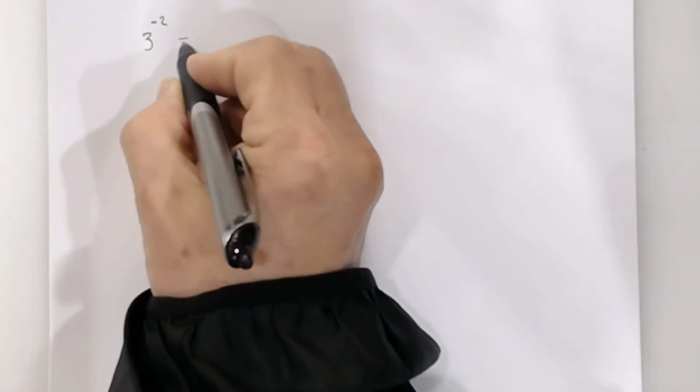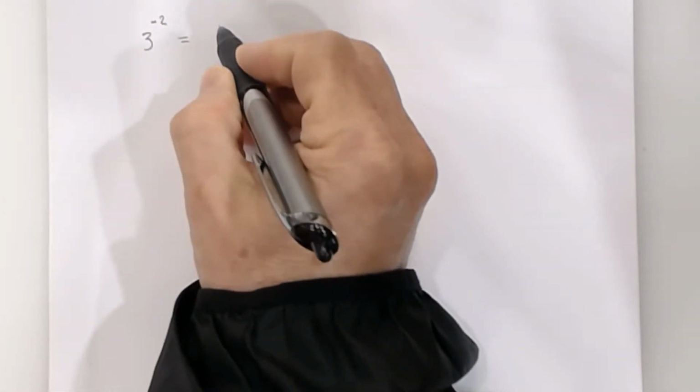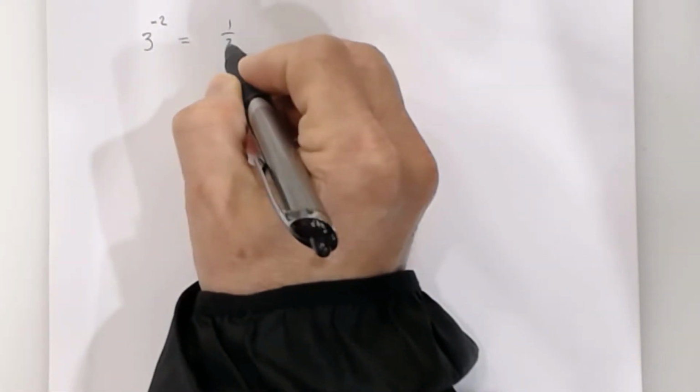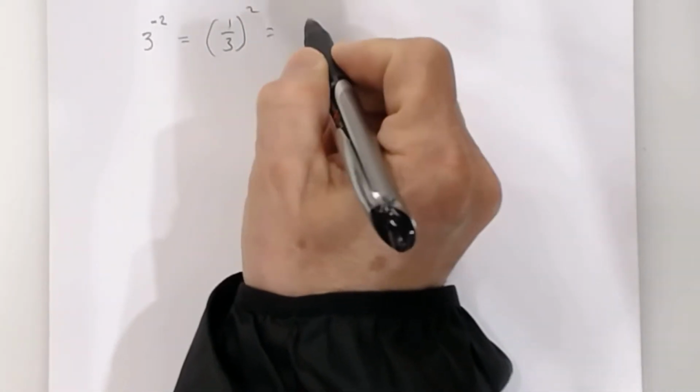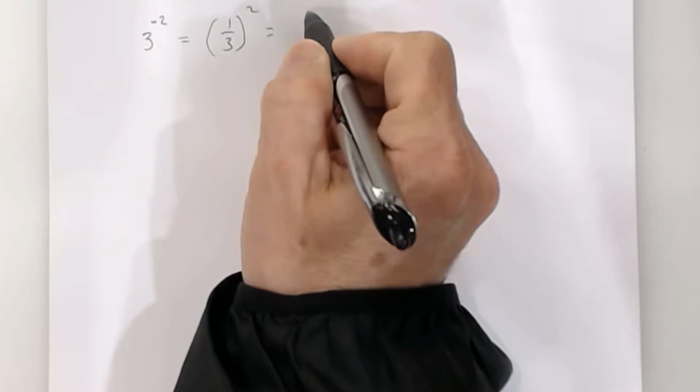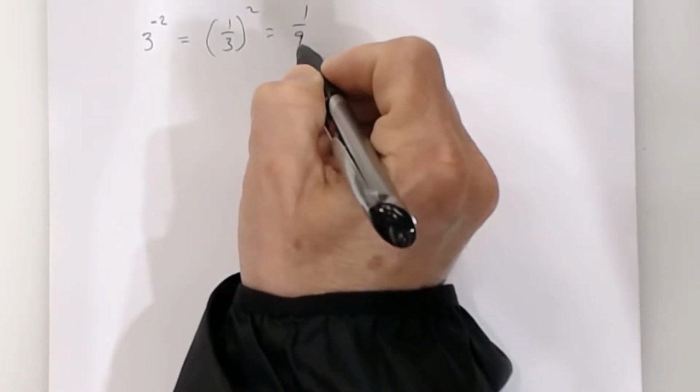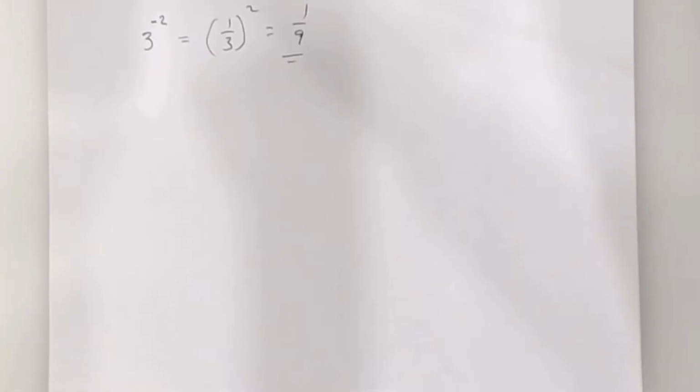Yesterday we talked about the fact that when you have a negative exponent, you can make that exponent positive by doing what to the base? Taking the reciprocal. So the reciprocal of 3 is 1/3, and now that's being raised to the positive second power. So what's 1/3 to the second? 1/3 times 1/3 is 1/9. So the answer is 1/9.